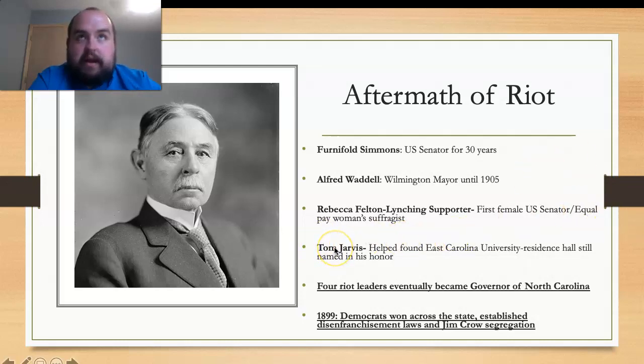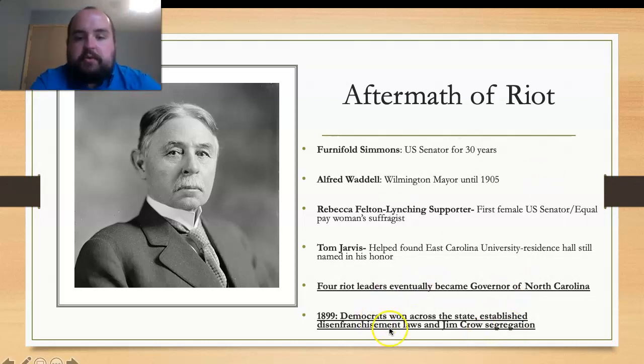Tom Jarvis, another outspoken participant, helped found East Carolina University, and there's actually still a residence hall at the university named in his honor. 4 of the riot leaders eventually became the governor of North Carolina at some point in their lives after this riot was over. In the immediate aftermath, Democrats won many elections all across the state and started to establish more harsh disenfranchisement laws and formalize Jim Crow segregation across the state.